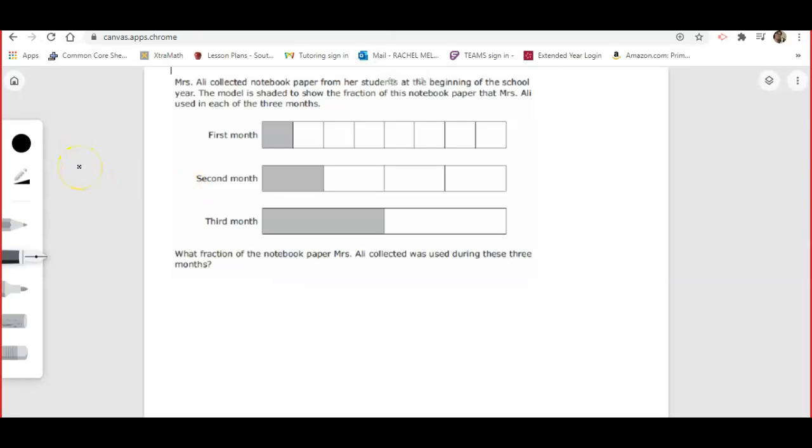All right, so here's our next question. Mrs. Ali collected notebook paper from her students at the beginning of the school year. The model is shaded to show the fraction of this notebook paper that Mrs. Ali used in each of 3 months. Okay, so what would we call the first month? Raising your hand. What fraction names that picture for the first month? Elijah, what fraction is that?